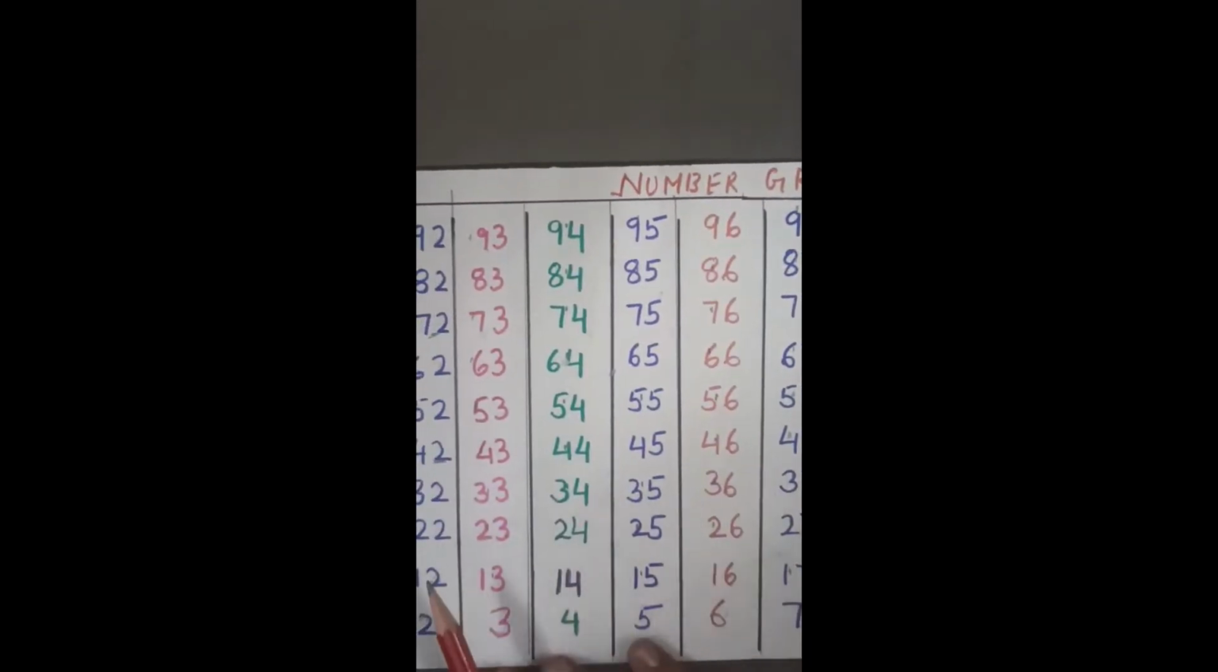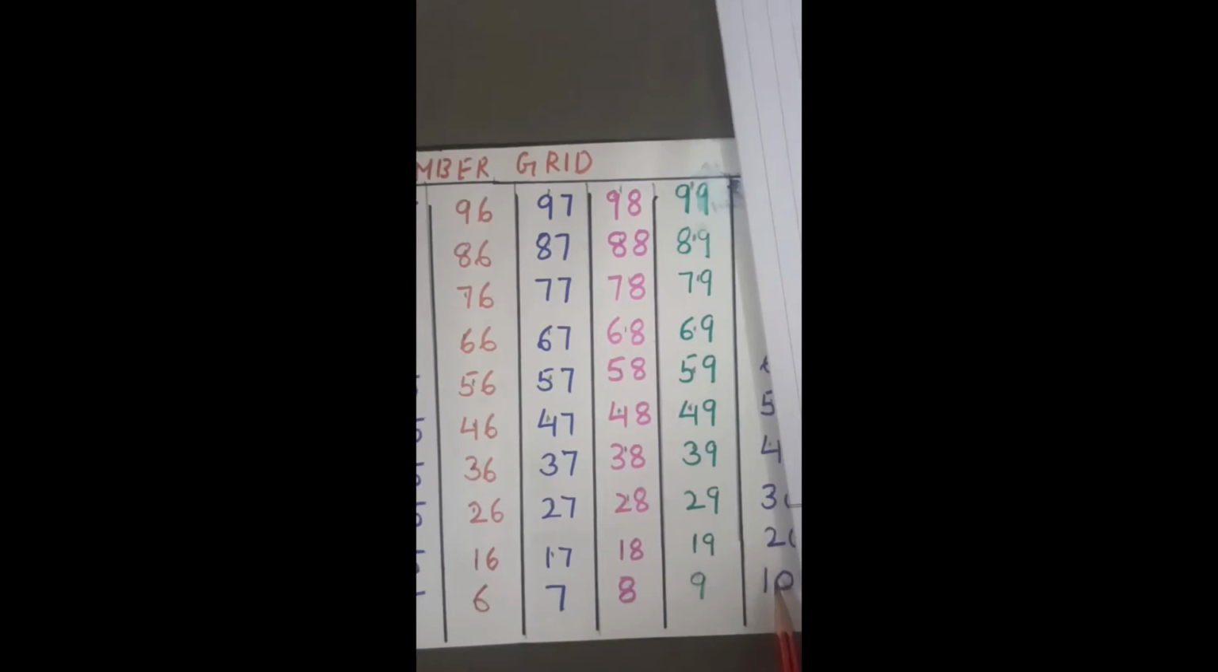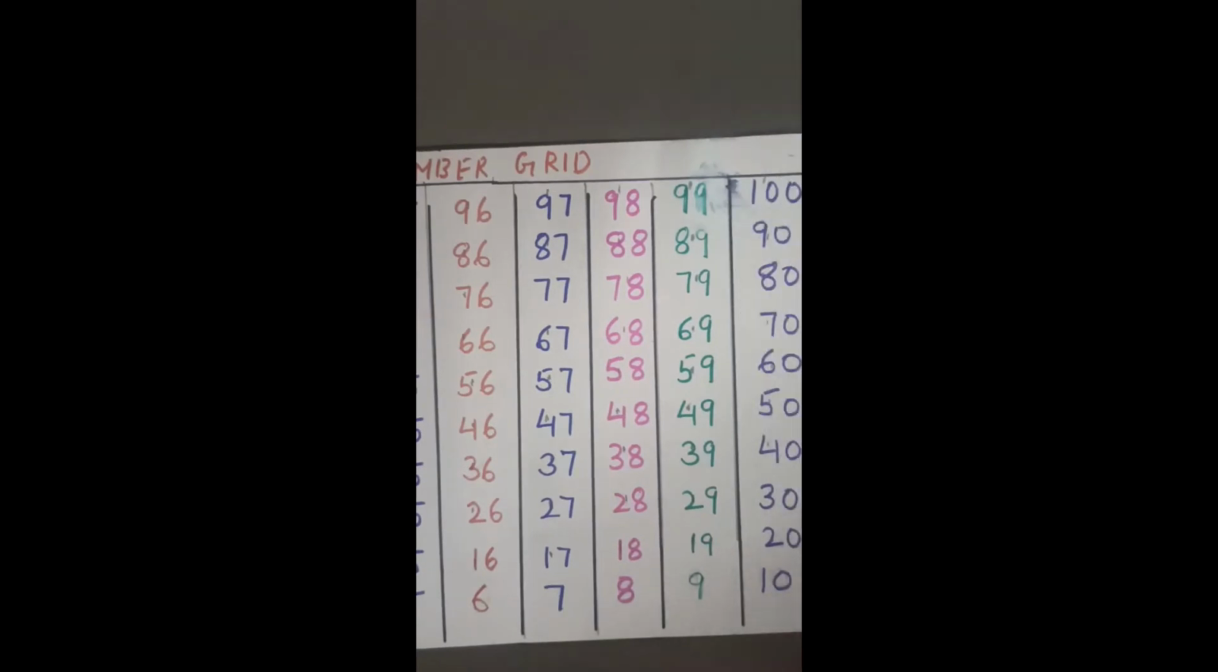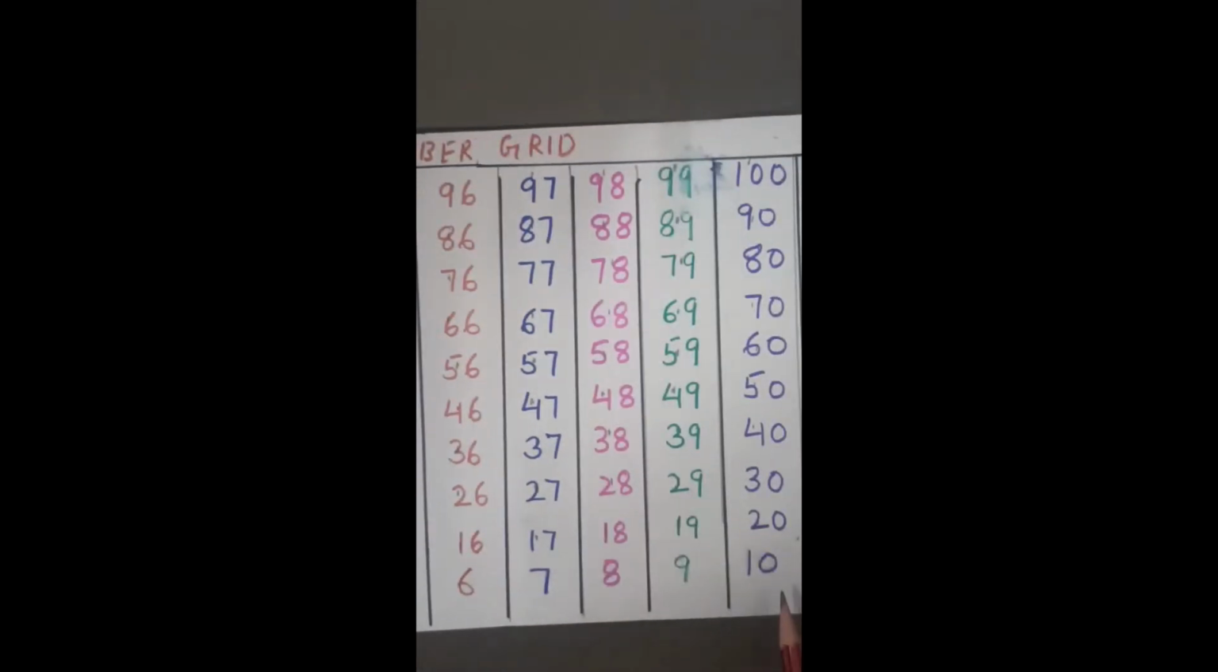In a number grid, we write down numbers from 1 to 100 in a particular order. Now what is that order? In a number grid, we begin from the smallest number on our left. You can see 1 is the smallest number and we finish the line with 10. So in a number grid, what we do? We begin with 1 on the left hand side and 10 on the right hand side.